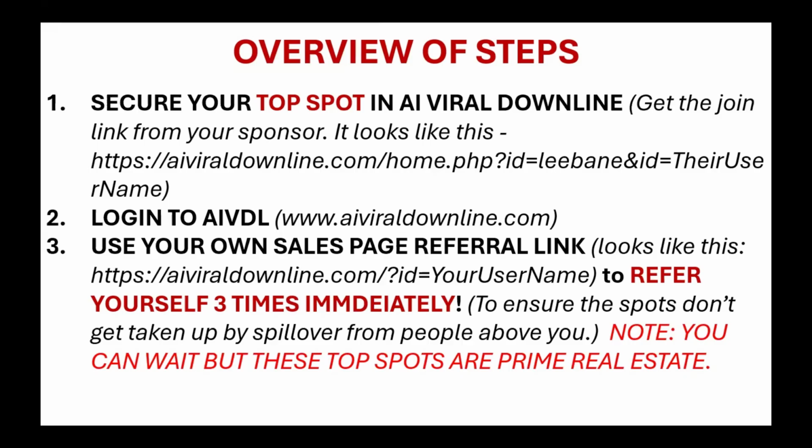But guess what? The top spots directly underneath you, everything that you do below those has to flow through at least one of those spots, and up to your top spot. So that means you're always pretty much double dipping from everything that happens down below. Ultimately, if you fill in the entire matrix for these spots, you're looking at over $100,000 monthly. Now, you can wait, like I said, but these top spots are prime real estate. And yes, it's $28 a month per spot.